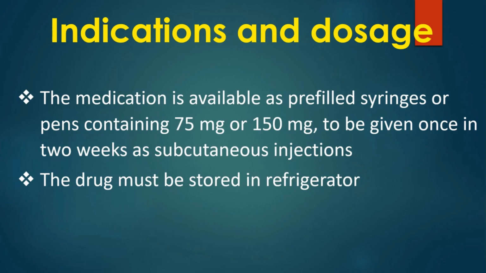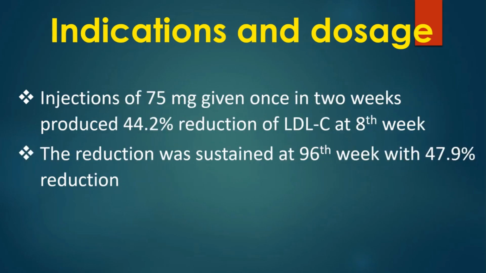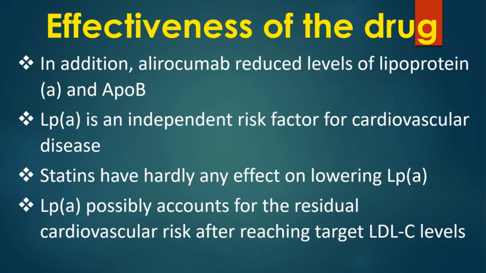The drug must be stored in a refrigerator. Injections of 75 mg given once in 2 weeks produced 44.2% reduction of LDL cholesterol at the 8th week. The reduction was sustained at 96th week with 47.9% reduction. In addition to LDL, Alirocumab reduced levels of lipoprotein (a) and ApoB.